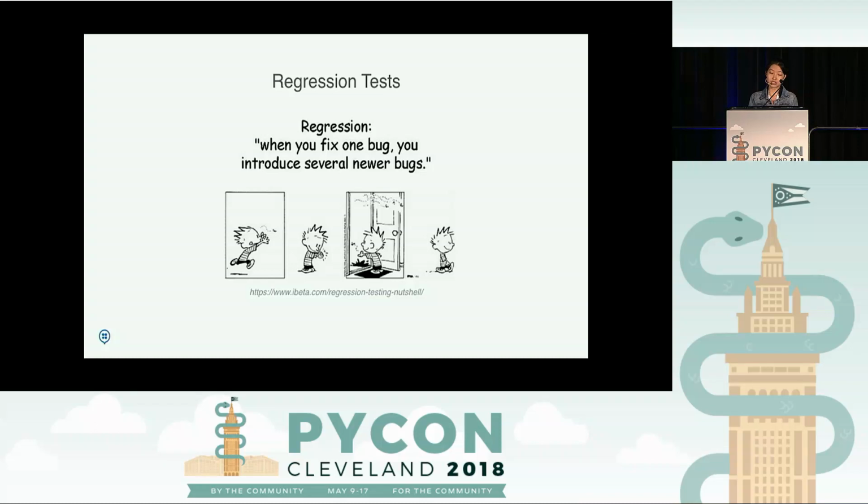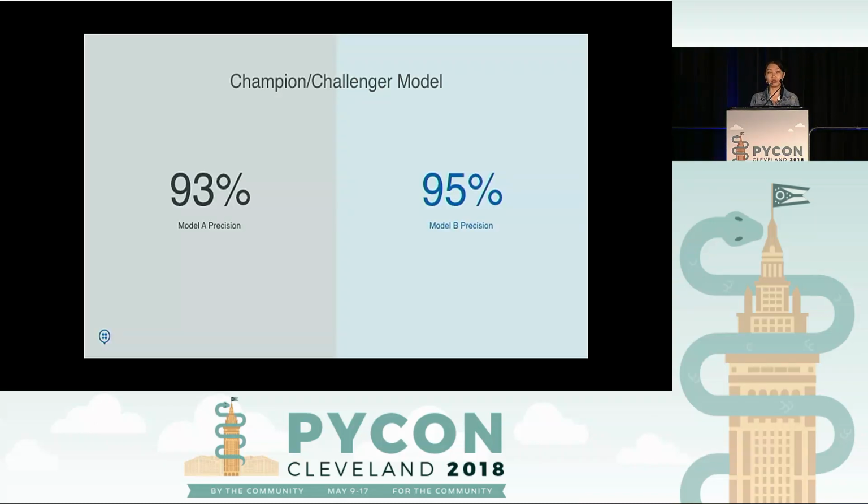And then a regression test is more for a non-deterministic system, but you should also have them for your deterministic pipelines. A good example of a regression test is the champion-challenger model in data modeling, where you run 2 models in parallel, and then you measure the precision and recall of both, and whichever one over a span of time ends up having a higher precision sort of wins out.